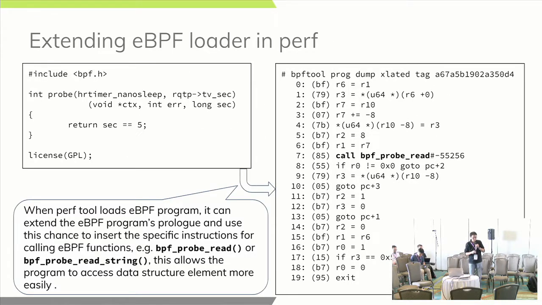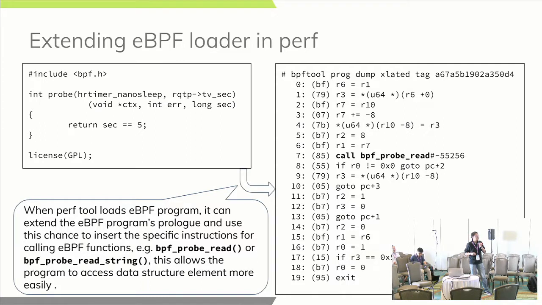This is one example. On the left side, we can see that it just wants to probe the kernel function hrtimer_nanosleep. So this is a kernel function, and then it will trace this variable. This variable is actually accessing one data structure element. So here it will use the probe. This actually is a macro, so it defines a section.